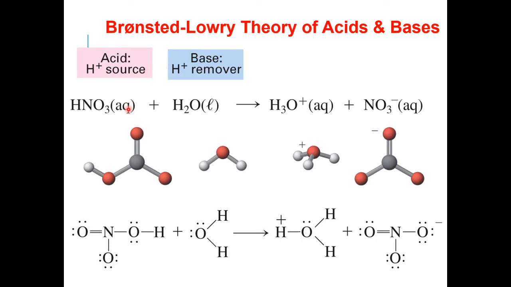All right, here's another example, but this time we're reacting the acid with water. So HNO3 is our acid source. Water is going to act as our base because it's accepting the hydrogen. So the nitric acid gives up the hydrogen, the water accepts it. So in this case, nitric acid is clearly the acid, but water is acting as a base because it's accepting that hydrogen.